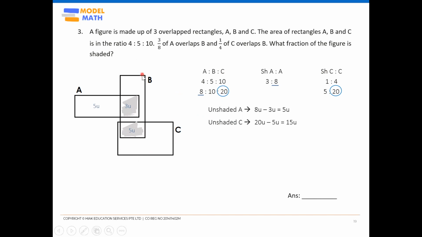Okay, I hope we're cool here. Then let's go on to the final unshaded B. All right, so if you want to flip these 2 steps around, it's okay also.